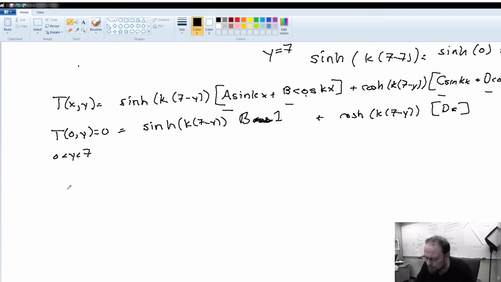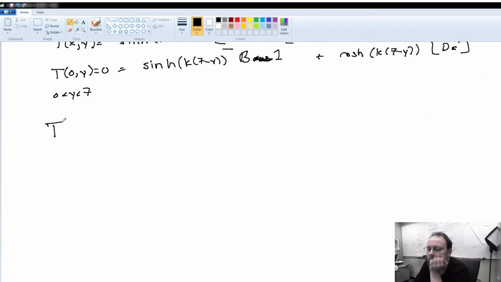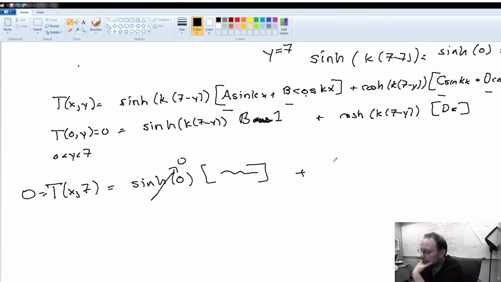Let's look at the top side. So what was the top side? When y is 7, our temperature must be 0. So we get sinh of 0, which is 0, which makes all this stuff irrelevant because we're multiplying by 0. Plus, when y is 7, we get cosh of 0, which is 1, and then we get C cosine of 0. And that must be 0, so that tells me D is 0.